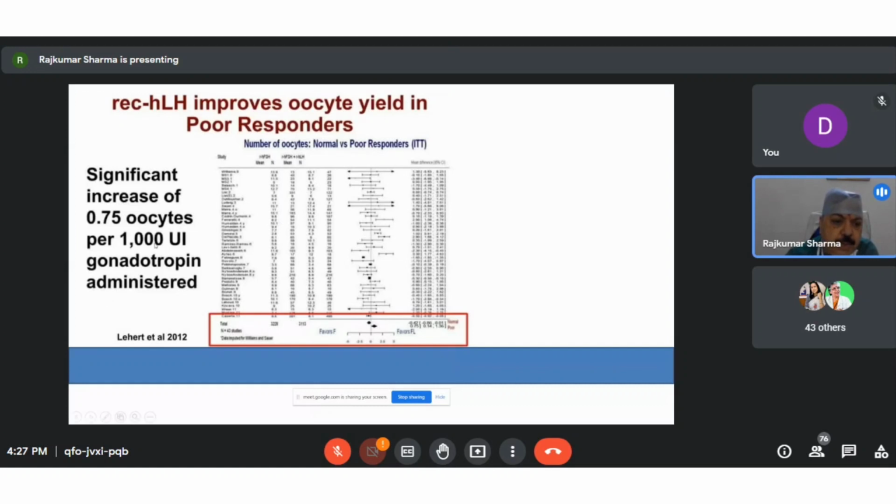And for every 1000 IU of gonadotropin given to poor responders, when you add LH, you will get one extra oocyte. So earlier, if she was taking, say, 3000 IU of FSH and got, say, 2 eggs only, now she may get 4 to 5 eggs if you add LH to these patients.